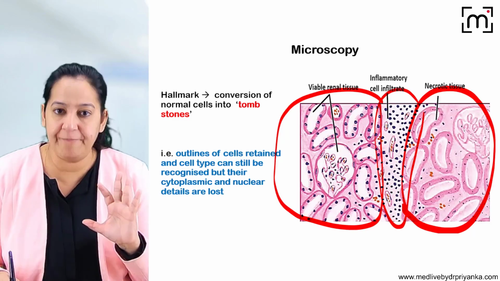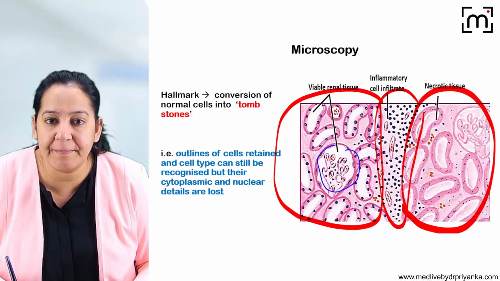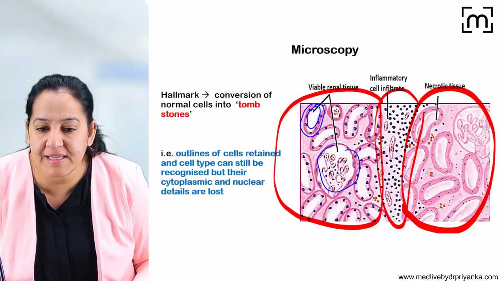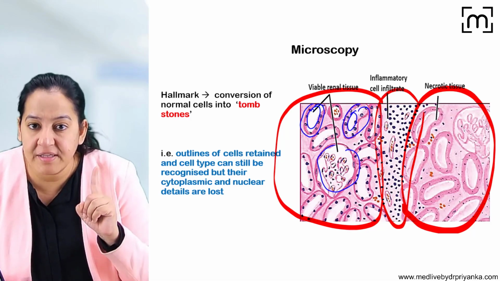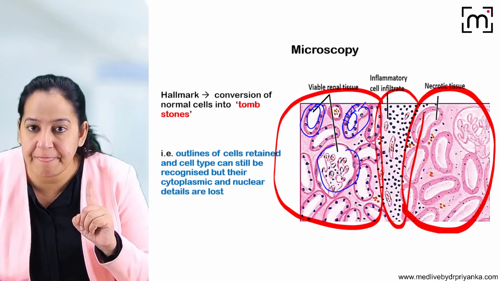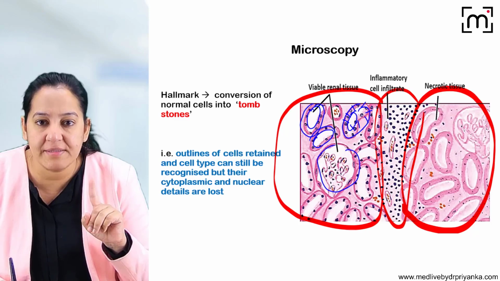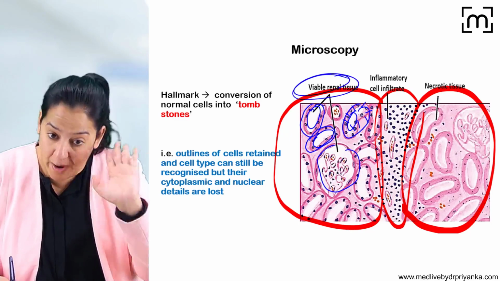What about the normal kidney? We can see the glomerulus, we can see the tubules. It can be PCT, DCT, loop of Henle. I want you to appreciate the cells of the tubules. They have the outline, the cytoplasmic detail, and the nuclear detail. All three details are there. This side is viable kidney.